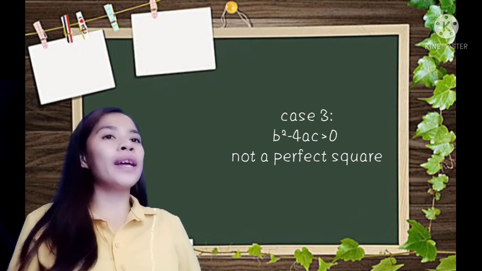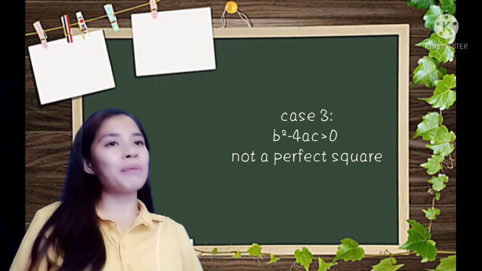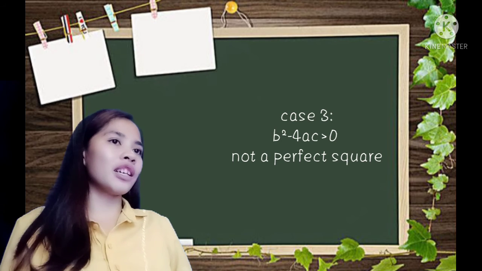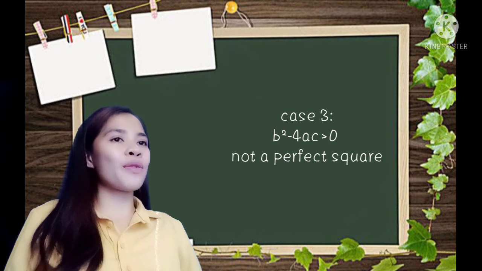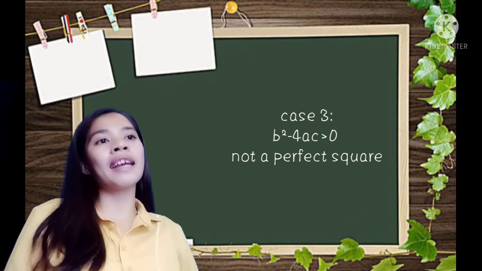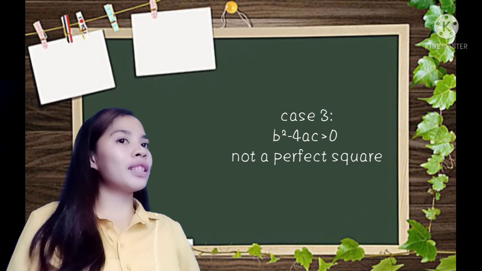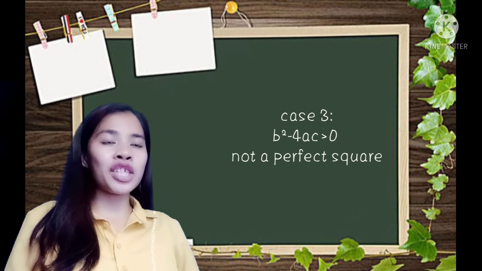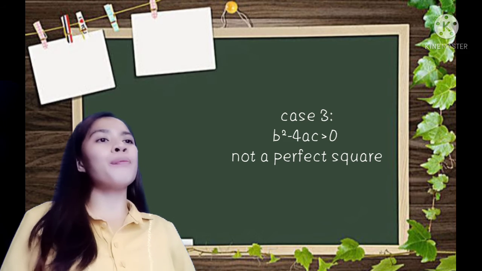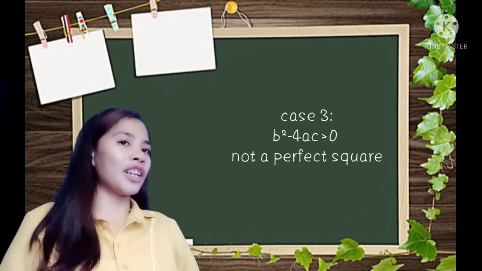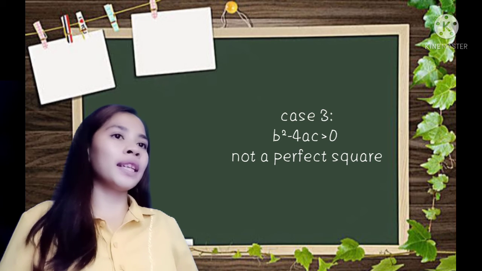So when a, b, and c are real numbers, a is not equal to 0, and the discriminant is positive but not a perfect square, then the roots of the quadratic equation ax squared plus bx plus c equals 0 are real, irrational, and unequal. Here, x sub 1 and x sub 2 form a pair of irrational conjugates. So how do we give an example?